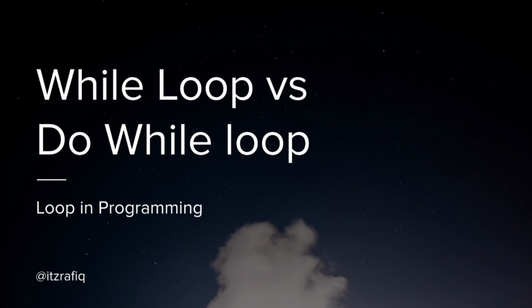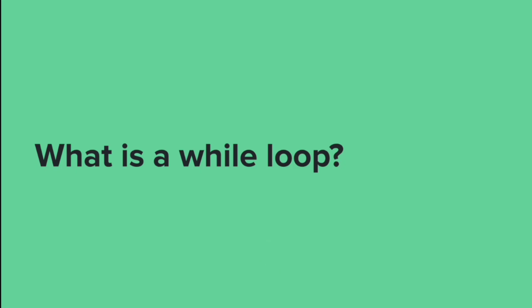You have already learned about loops. Loop means repetition. When we repeat the same instruction again and again, we call it a loop. Here we are going to find the main difference between these two types of loop. First, let's come to the while loop. What is a while loop?